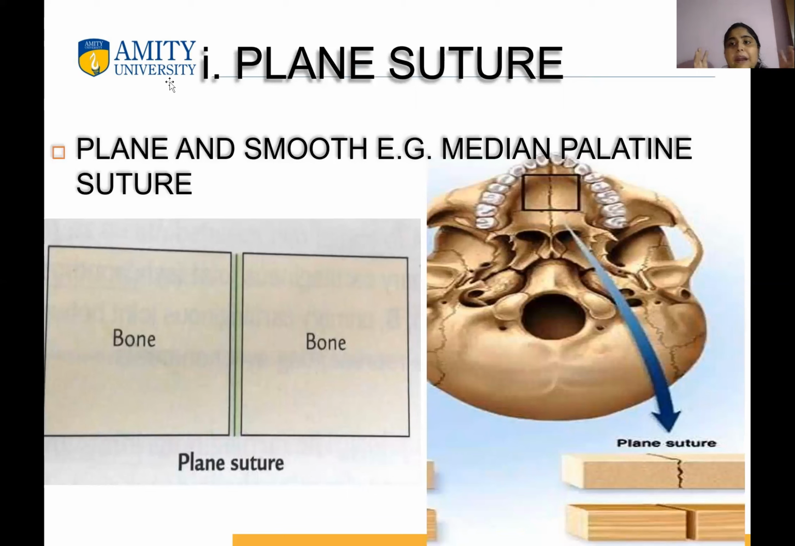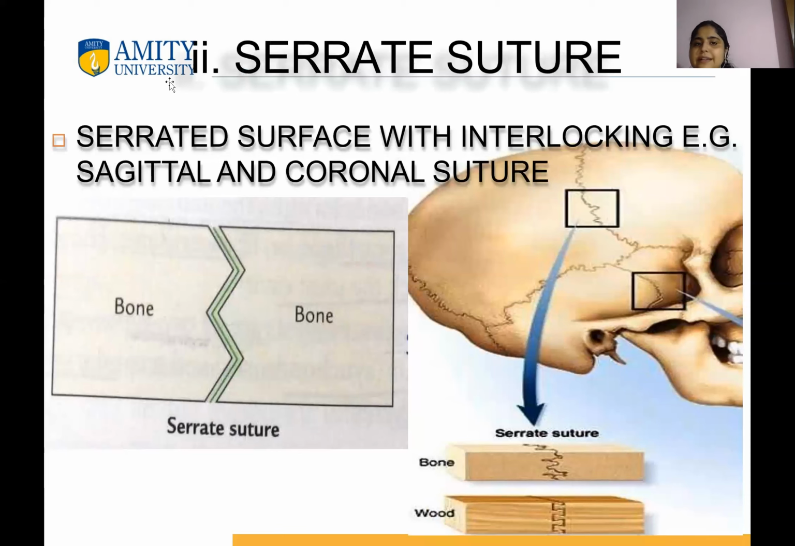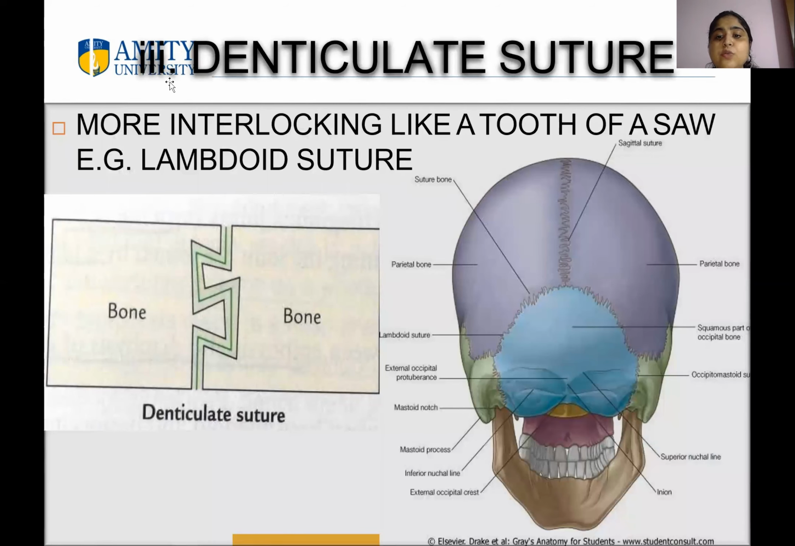Now talking about the plain suture, which is a type of sutural joint. These are plain and smooth. Example, the median palatine suture as depicted in the picture. Serrated sutures have a serrated surface with interlocking. Example, the sagittal and the coronal suture. Denticulate sutures have more interlocking, like the teeth of a saw, like the lambdoid suture.